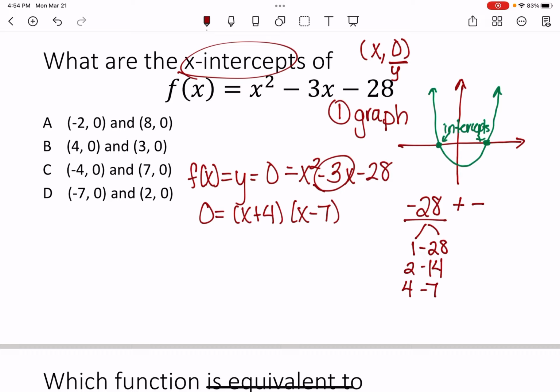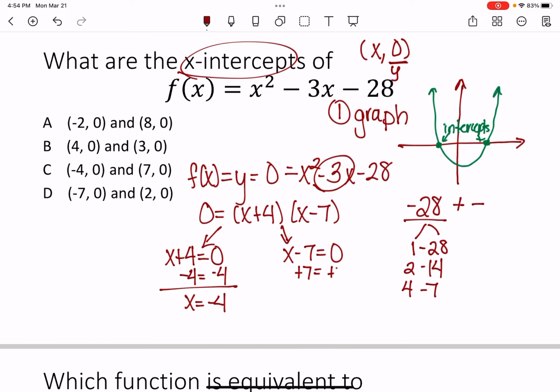Remember, when you solve these equations, you finally go through and set each factor equal to 0. So you get x plus 4 equals 0 and x minus 7 equals 0. Now you subtract 4 from both sides, you get x equals -4. And then here you add 7 to both sides and you get x equals 7. So that gives me the two intercepts, (-4, 0) and (7, 0).